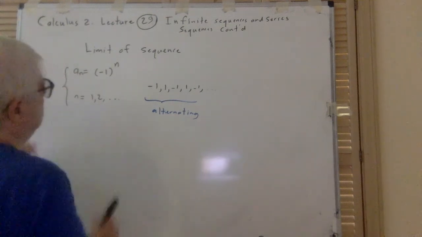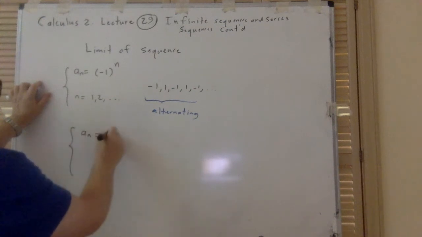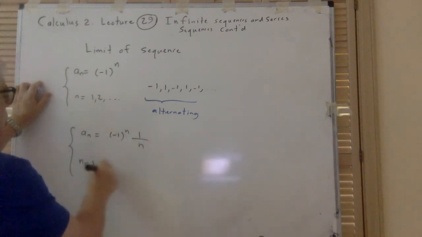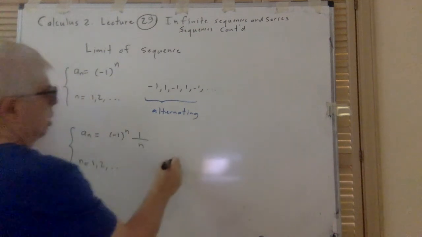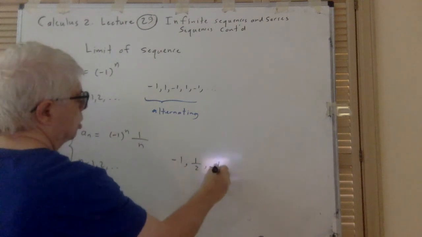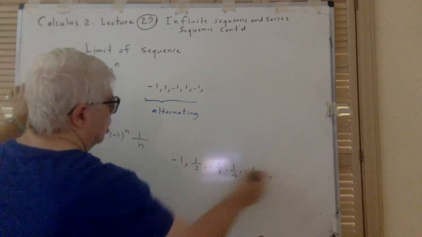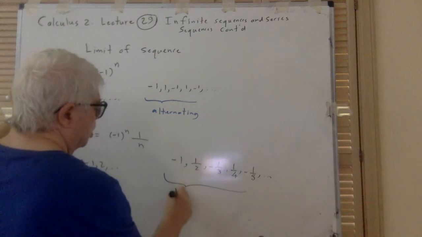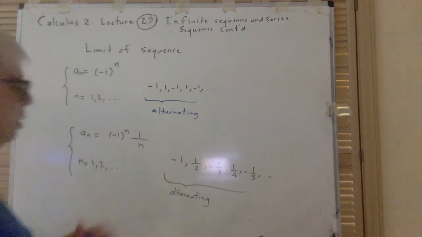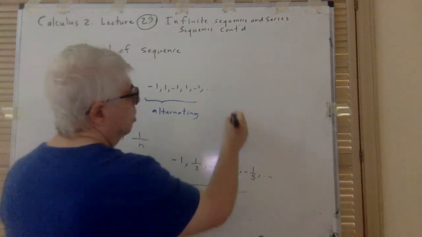Well, anyway, now when you see this thing, for example, if I write something like this, an equals -1 to power n times 1 over n, then this starts at -1, in fact, then it is +1/2, then it is -1/3, then it is +1/4, and -1/5, and so on. So this is alternating again.